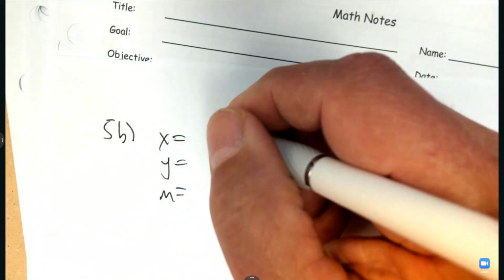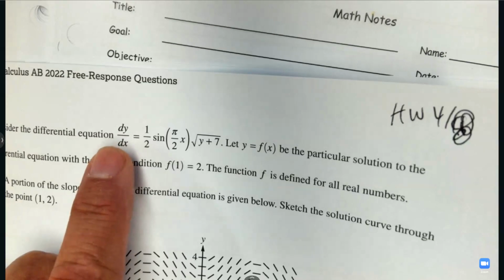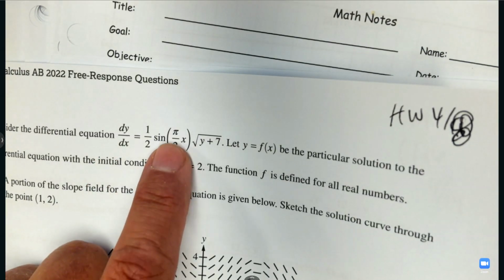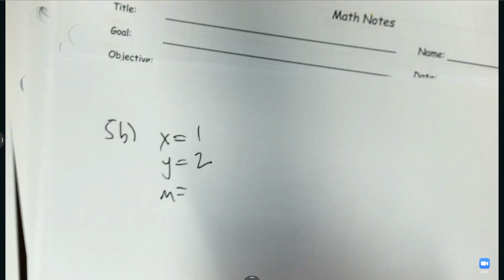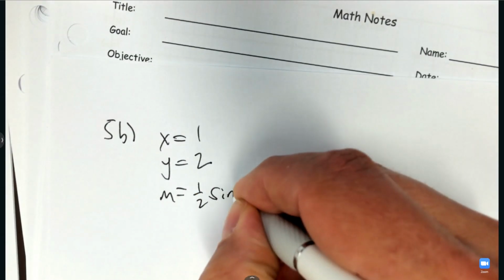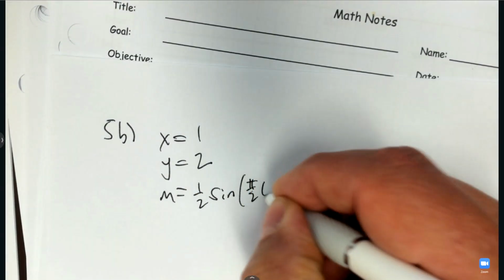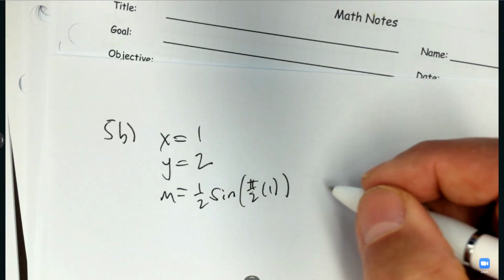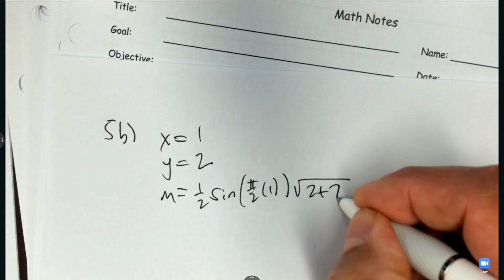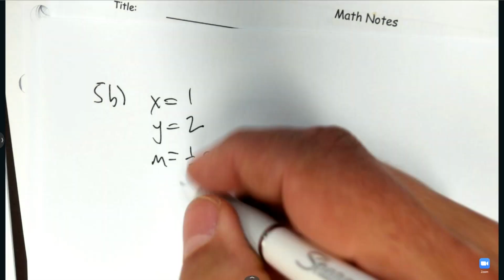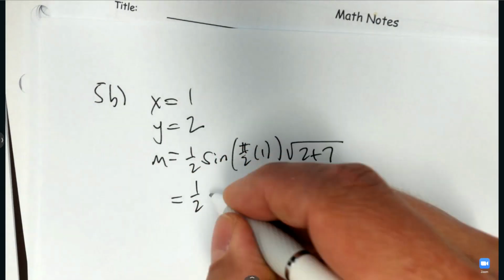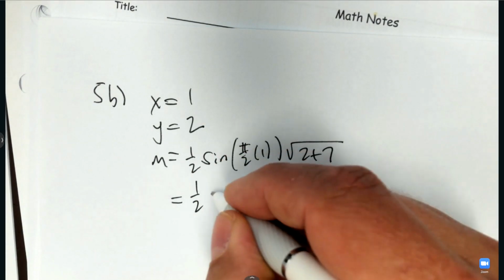For this one, we do have x and y, so it's traditional: x, y, and the slope. You're given the point (1, 2). To find the slope, you use the slope or derivative, and you plug in for x and y, and then solve it. So this is going to be 1/2 sine of pi over 2 times 1, x is 1, square root of 2 plus 7. So y is 2, and then we're going to solve this. Sine of pi over 2 times 1 is pi over 2.